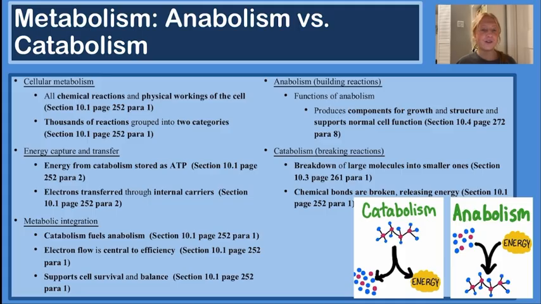And it's also important to know that there are links between anabolism and catabolism that allow the cell to operate efficiently. Energy and electrons released during catabolic reactions are transferred through internal carriers, and they're used to generate ATP, which then fuels the anabolic reactions. So, electron flow is also central to metabolism, and it allows cells to collect, store, and spend energy in the form of ATP or heat. So together, anabolism and catabolism ensure that cells can both build the necessary structures and obtain the energy they need to survive.